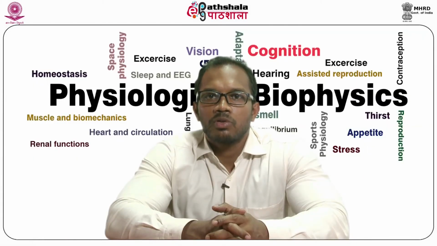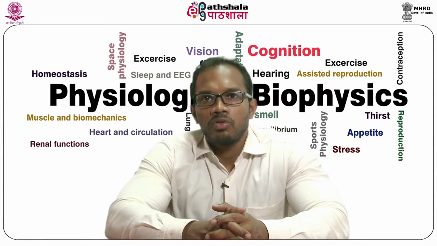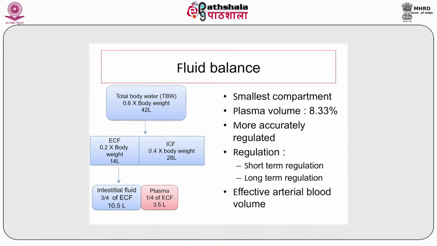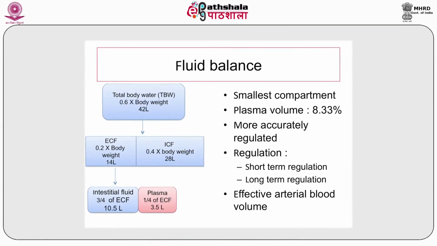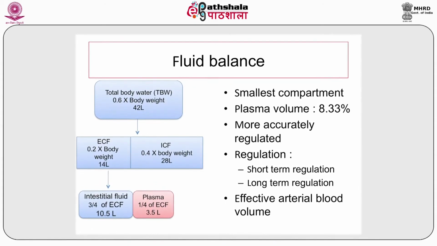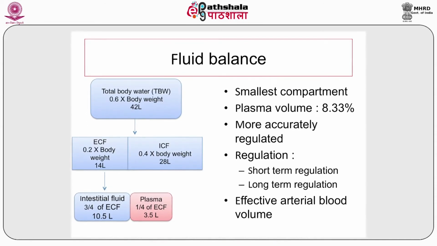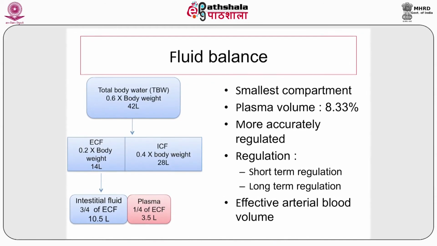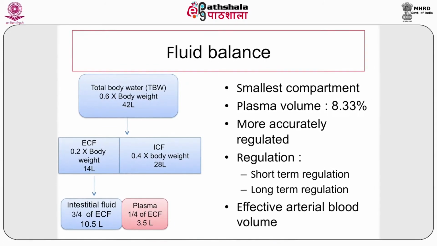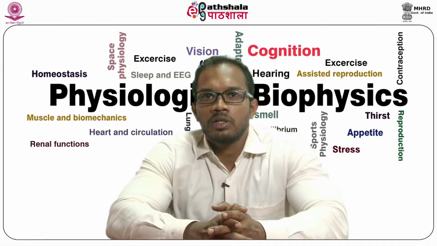So, first of all we will discuss the regulation of blood volume. You can see in this slide the different components of the body fluid. On average, for a 60 kg individual, total volume of fluid is about 60%, which is 42 liters, out of which the plasma volume is 3.5 liters. The plasma is the smallest component of the body fluid, but the most precisely and accurately regulated compartment. This regulation is basically of two types.